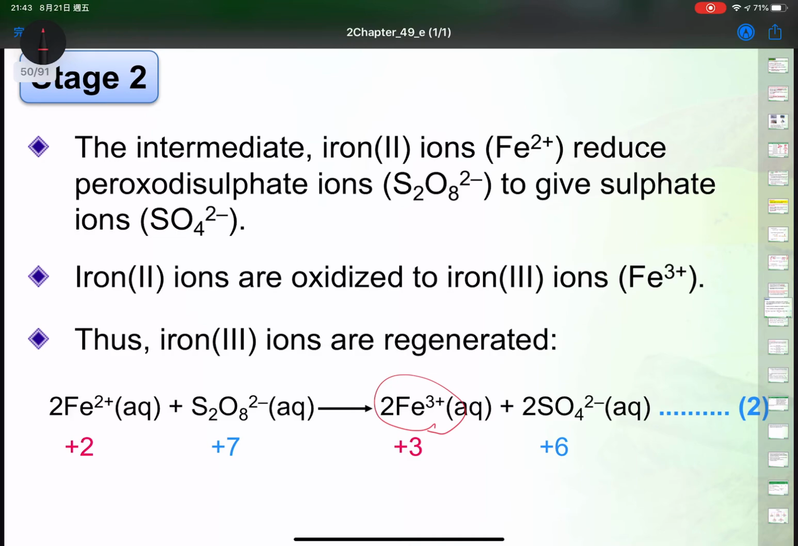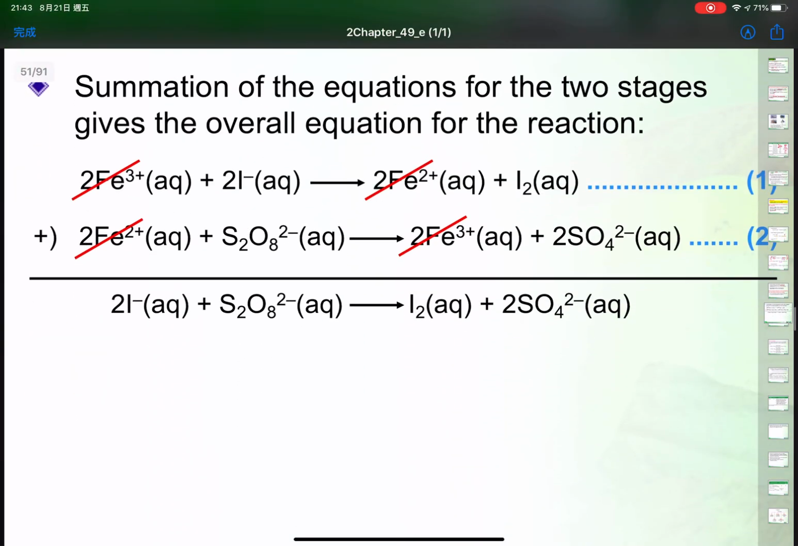Okay, so as I mentioned, iron 2 can change back to iron 3. So it seems that it doesn't get used up. Okay, but the reaction finally gets done, and it can be sped up. So this is the very useful feature of the transition metal.